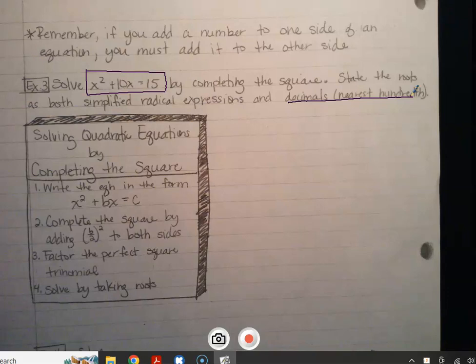All right, so the steps again to solving the quadratic equation by completing the square. Step 1, write the equation in the form x squared plus bx equals c. Is our equation already in that form? Yes, we have nothing in front of our x. b is our 10, c is equal to 15. So we're going to start there. x squared plus 10x equals 15.